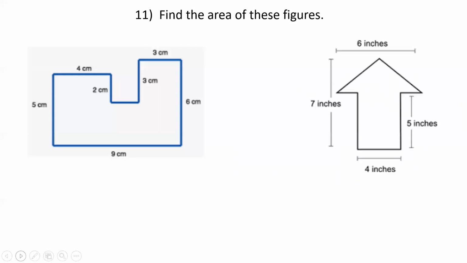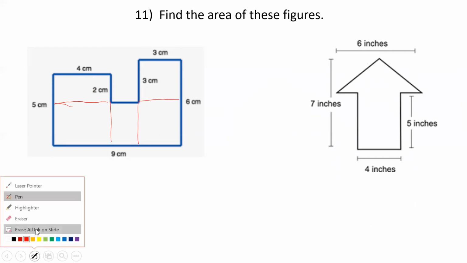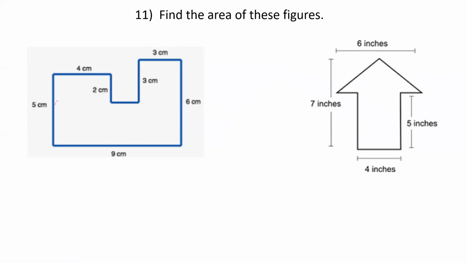For number 11, I encourage you to stop the video. I want you to try these two problems on your own and then turn the video back on to see if you are right. All right, so 11, we could do this different ways. We can make rectangles this way, or this way, whatever you wanted to do. So I'm just going to do these two. I'm going to make little rectangles right here.